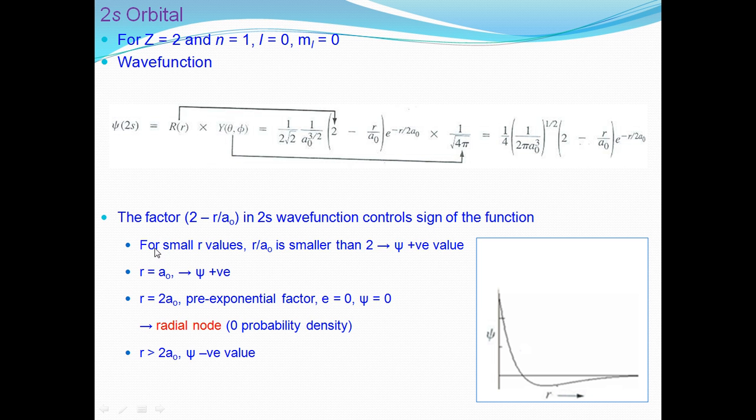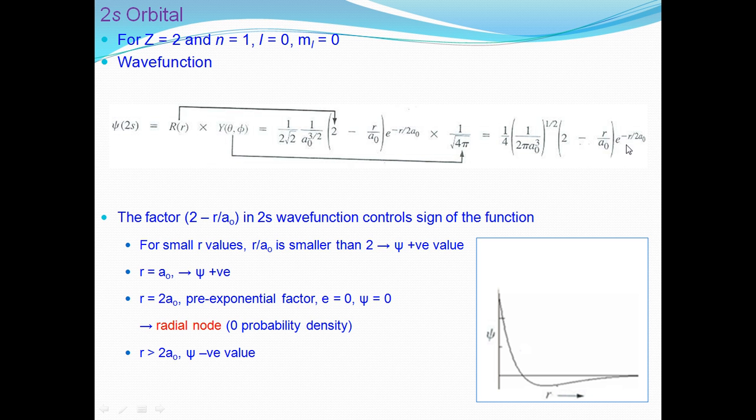All right. So for small r values, r over a naught is smaller than 2, and for very small values of r, it is a maximum and it is a positive value. Now, as we are moving from the nucleus, that is to say that as r increases, this term becomes larger, and 2 minus a larger term means that overall this becomes a smaller term. And so as r is increasing, the wave function is decreasing. So we start out here where the wave function is a maximum close to the nucleus, and as r is increasing, the wave function is decreasing exponentially, right?